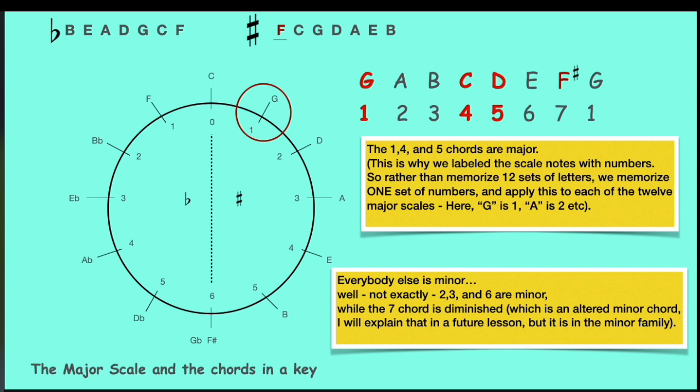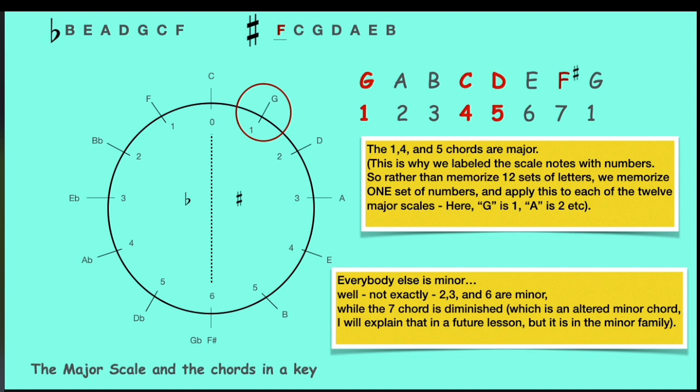So it might be a good idea for you to start thinking in terms of chords using numbers in the key of G. The G is the 1 chord. Whatever kind of chord the A is, it's going to be a 2 chord. Well, 1, 4, and 5 are major. 2, 3, and 6 minor. 7, it's a minor-ish chord. It's a diminished chord. It's an altered minor chord. It's a part of the minor chord family.